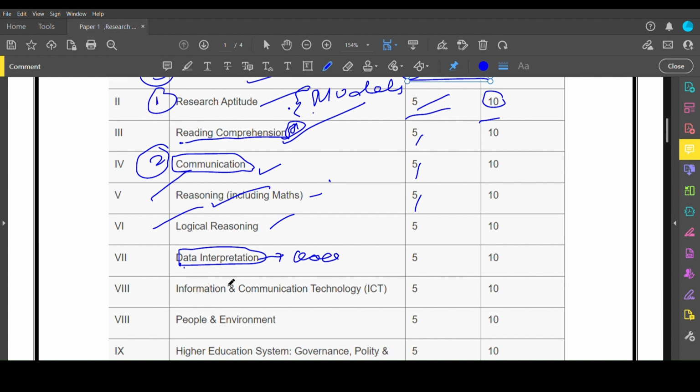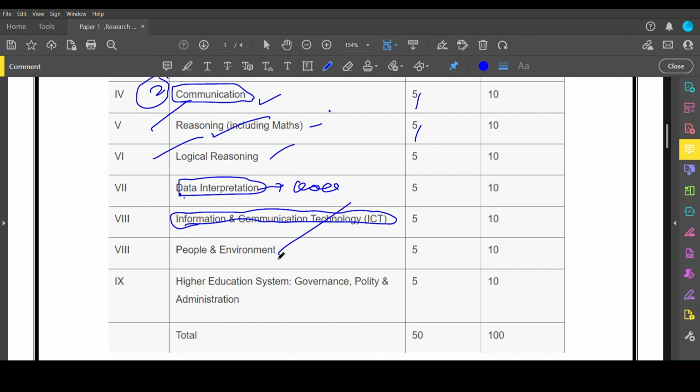Now, the eighth one is ICT. For ICT, I will be coming up with a question series, and we will try to complete all the ICT questions in a single video. Then there is a section on people and environment that is not much covered, but still we will come up with last year's questions and cover it.